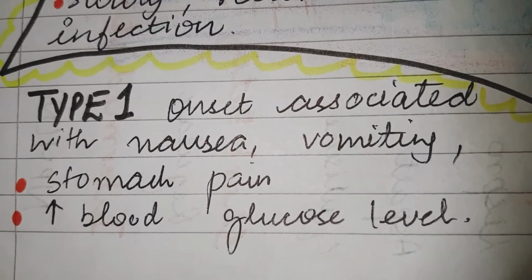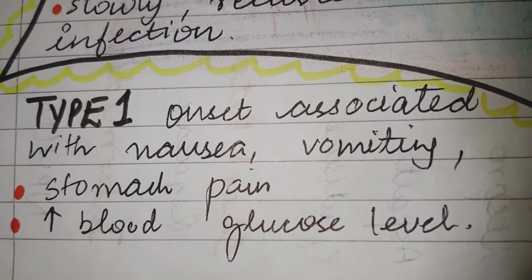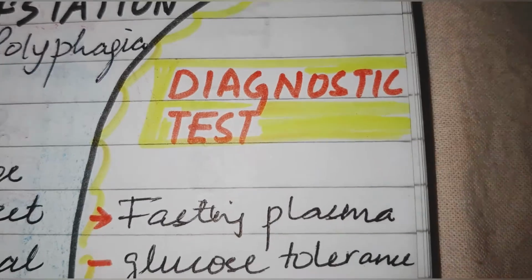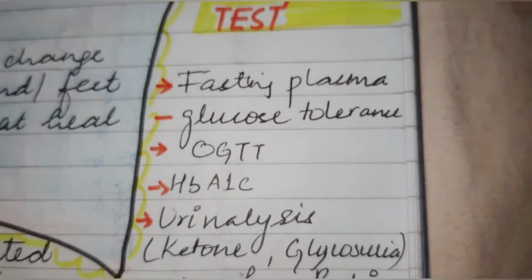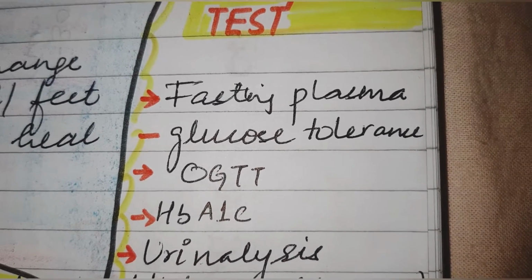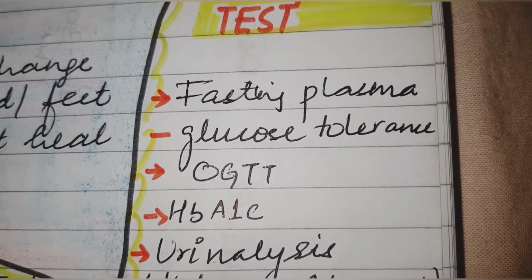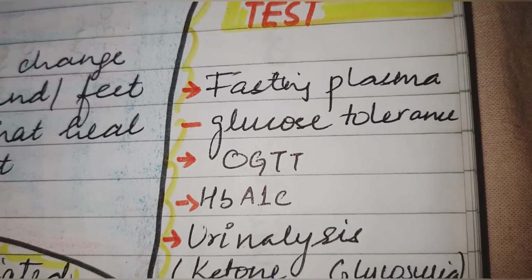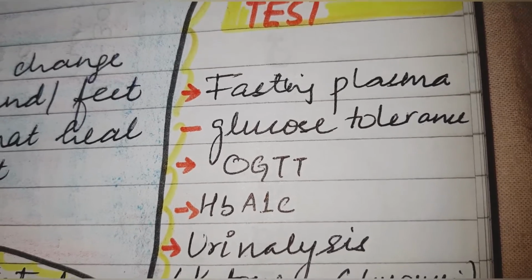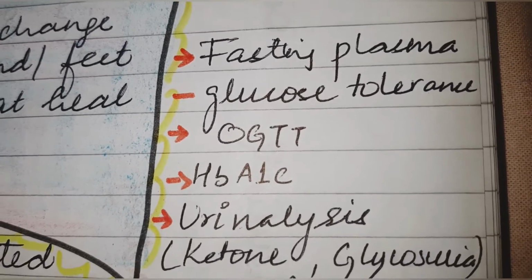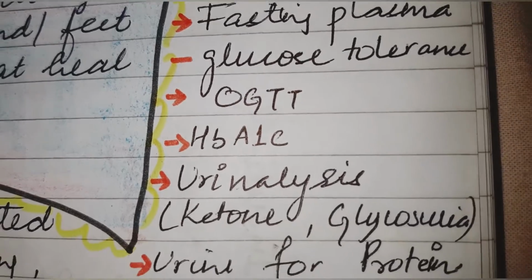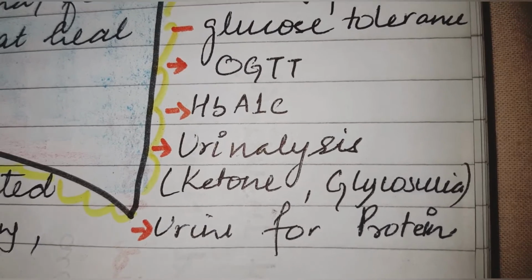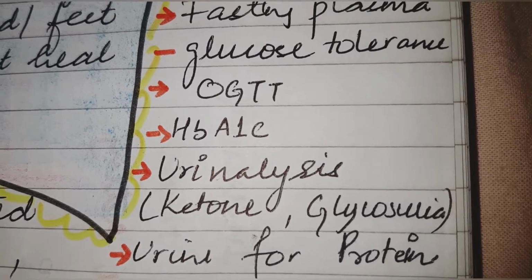The patient with type 1 diabetes mellitus, in the beginning, will feel nausea, vomiting, stomach pain, and increased blood glucose level. How can we diagnose diabetes mellitus? So basically, two tests are done for the follow-up of the patient, which is the fasting plasma glucose test, which is taken before taking any meal in the morning. And there is another test which we do after taking the meal, after about 2 hours, to check the glucose level. Also, there are tests like HbA1c, urine analysis to check ketone and glycosuria. Along with that, the urine for protein, etc. These are the tests which are done for the patient of diabetes mellitus.